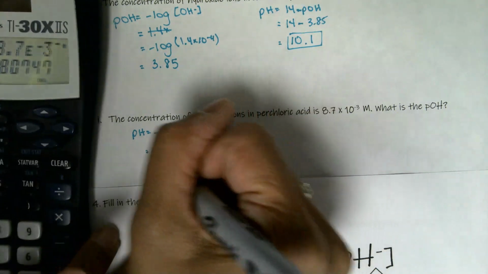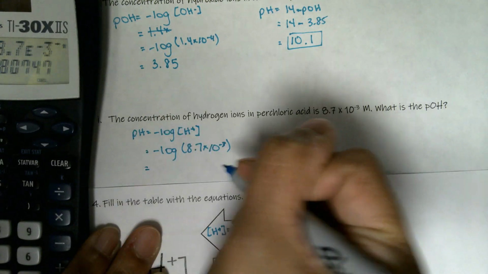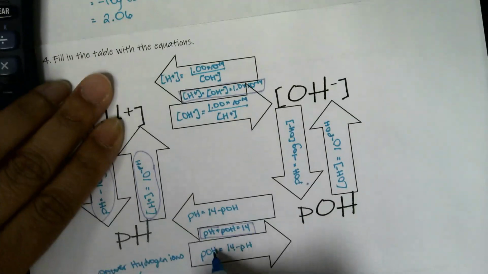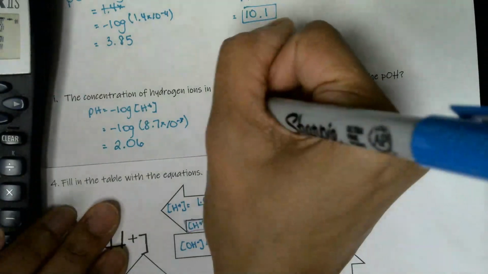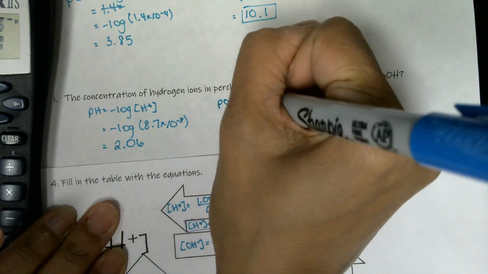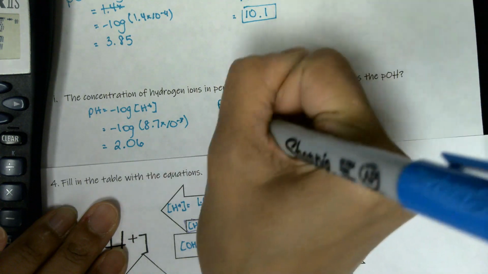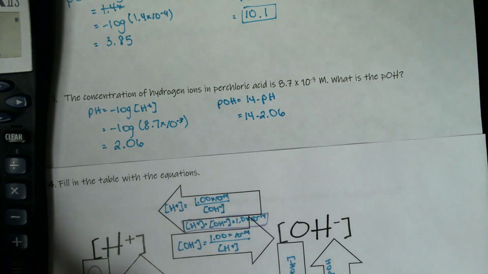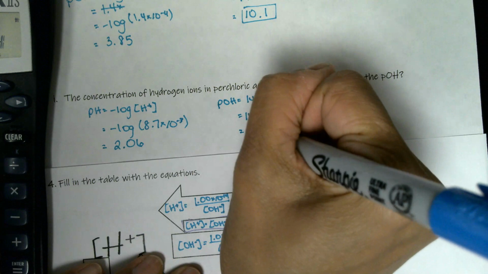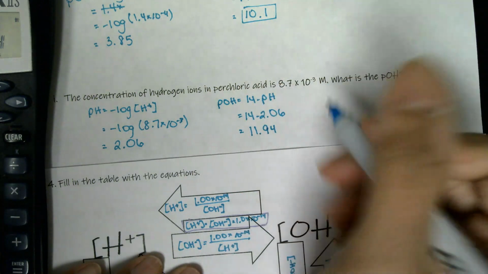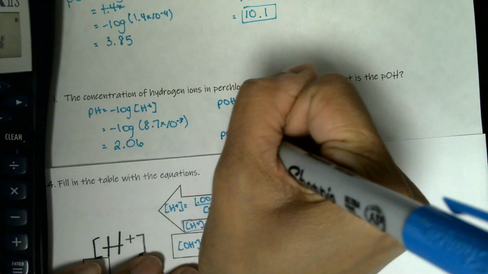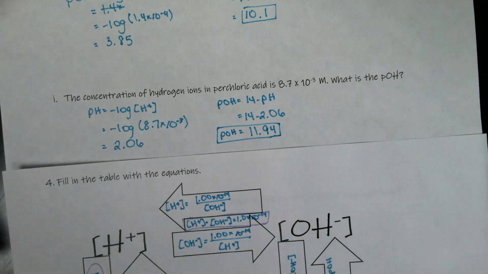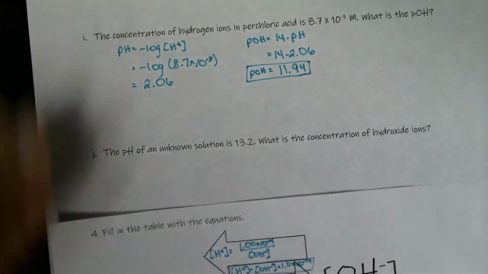That gave me about 2.06 for my pH. Now I know that pOH is equal to 14 minus my pH. So I have 14 minus 2.06, which gives me 11.94. And so that is my pOH. This is also in the basic range because it's above 7.